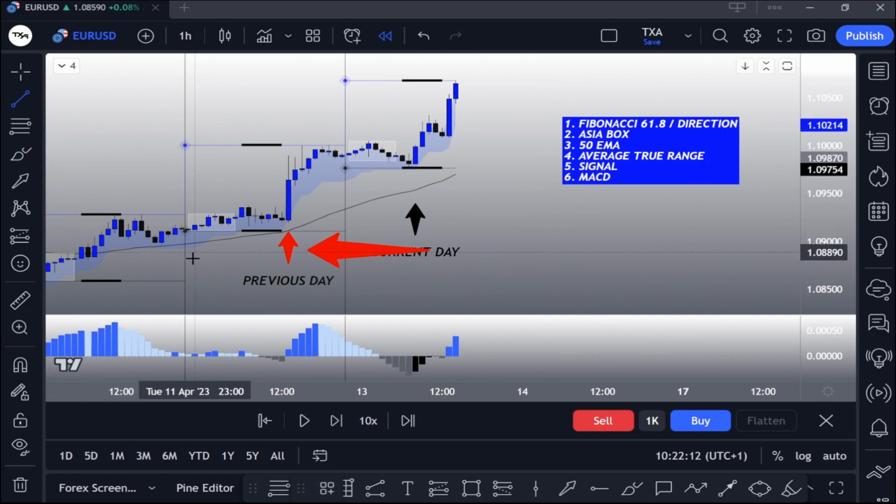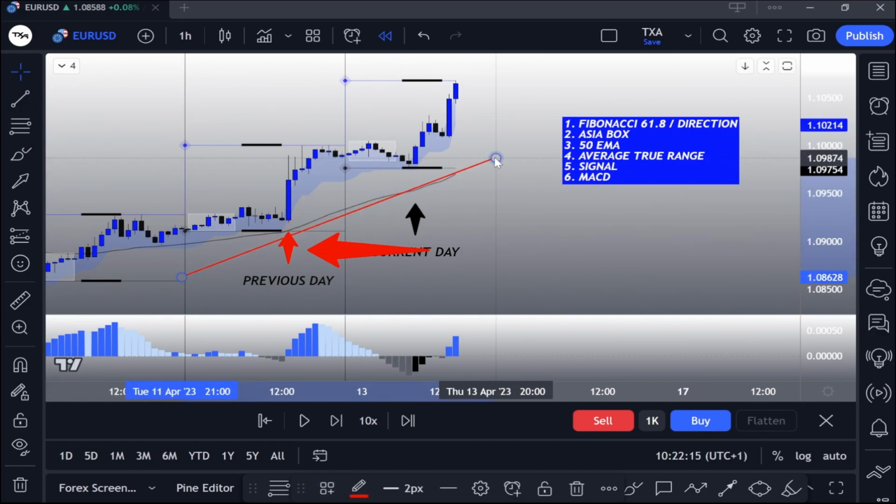Is price above the 50 EMA? Yes, it is. The 50 EMA is this black solid line over here. Price is above it, which means that generally speaking, price is still trending upwards. Very simple, no complication. The less you use your brain, the better decisions you can make, and the less anxiety you have about entry.